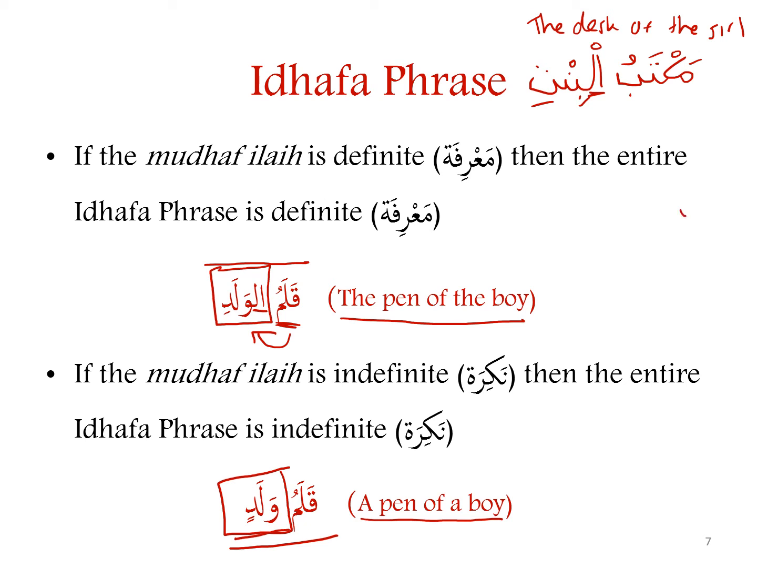If I said مكتب بنت. So it's still got the kasra, it's for the mudaf ilay, but there's no alif lam, so it's an indefinite word, nakira. The whole thing is nakira, so this would mean a desk of a girl. So the question remains then, how would you say an indefinite mudaf, like a pen, to a definite mudaf ilay, a pen of the boy? So it leads on to the next slide.